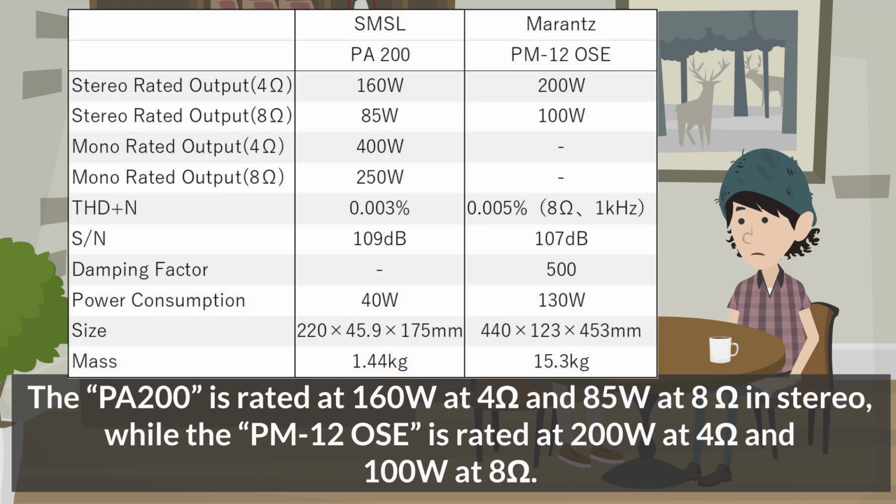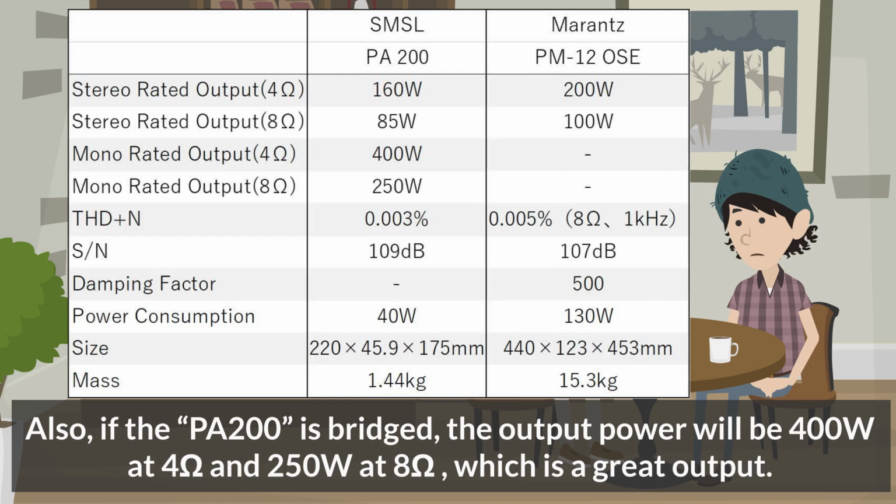The PA200 is rated at 160 watts at 4 ohms and 85 watts at 8 ohms in stereo, while the PM-12 OSE is rated at 200 watts at 4 ohms and 100 watts at 8 ohms. Also, if the PA200 is bridged, the output power will be 400 watts at 4 ohms and 250 watts at 8 ohms, which is a great output.